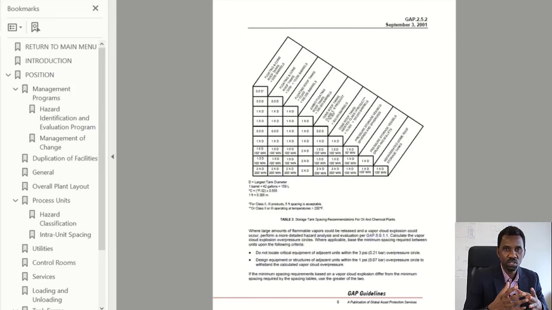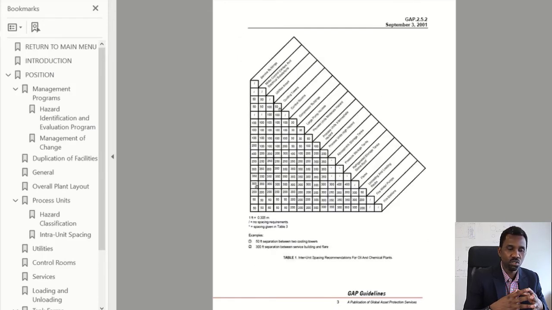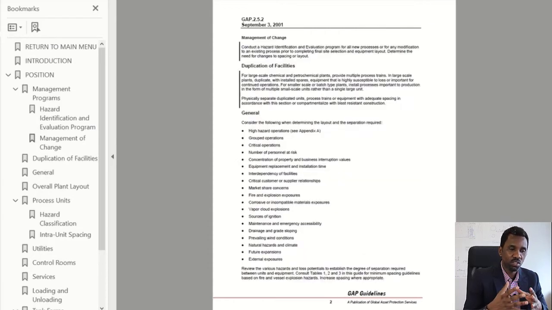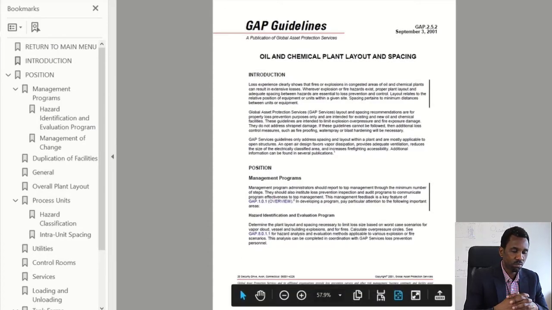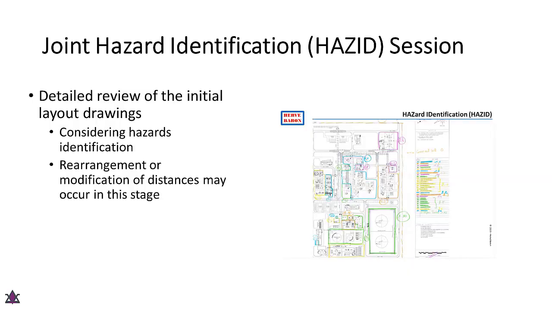And when you're talking of inter, between other facility units, this is the amount of distance that is going to be recommended. So upon carrying out the initial drawings and planned layouts, there is a review session amongst different professionals called the Joint Hazard Identification, or HAZID for short.